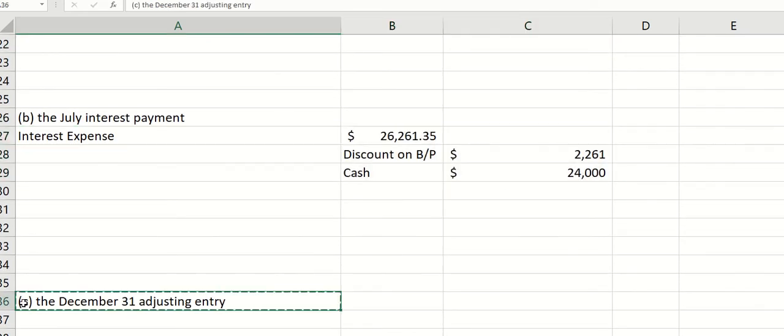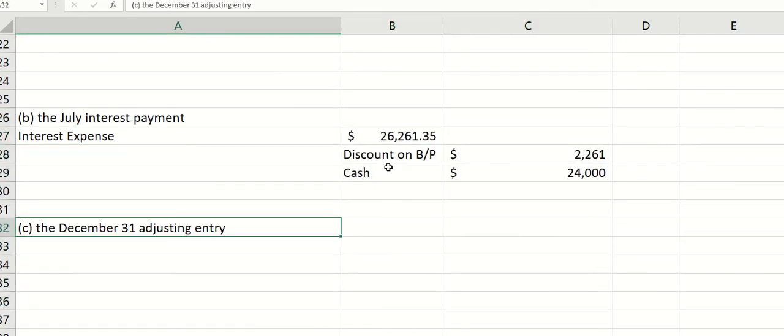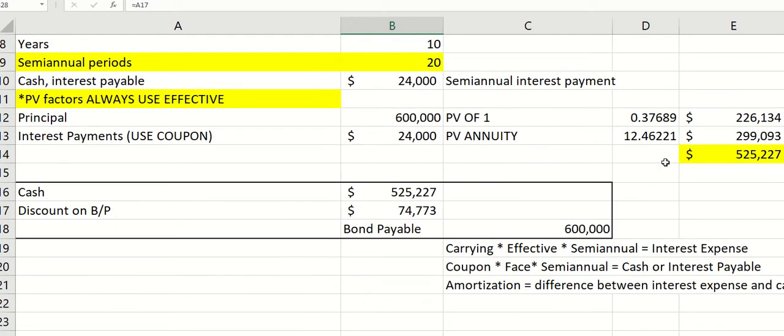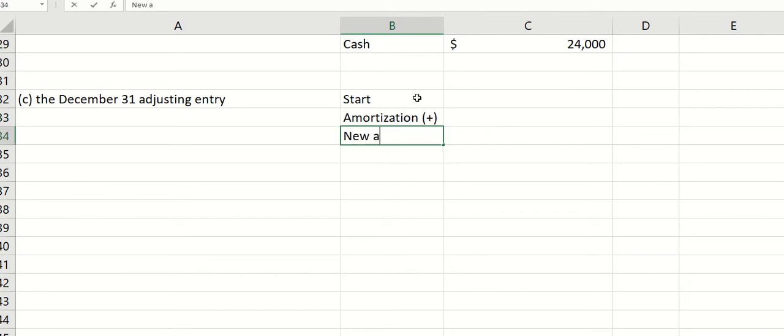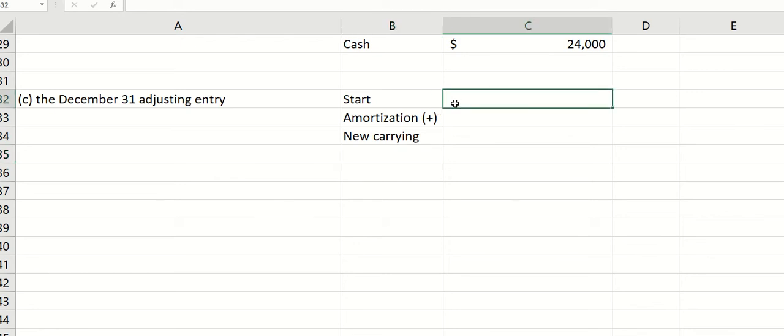And then finally, for December, we do need to update the carrying value. So if we start at 525,227, at the end, when everything's said and done, we need to be at 600,000. So with a discount, we would add any amortization to the carrying value, because at the end, we're going to get all the way up to the 600,000. So we started at 525, and the amortization added, because it's a discount, will give you a new carrying amount. You would do a new carrying amount for every single semi-annual period.